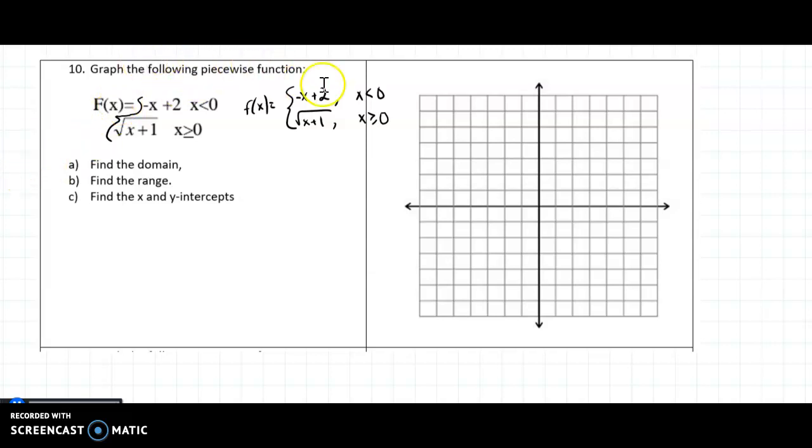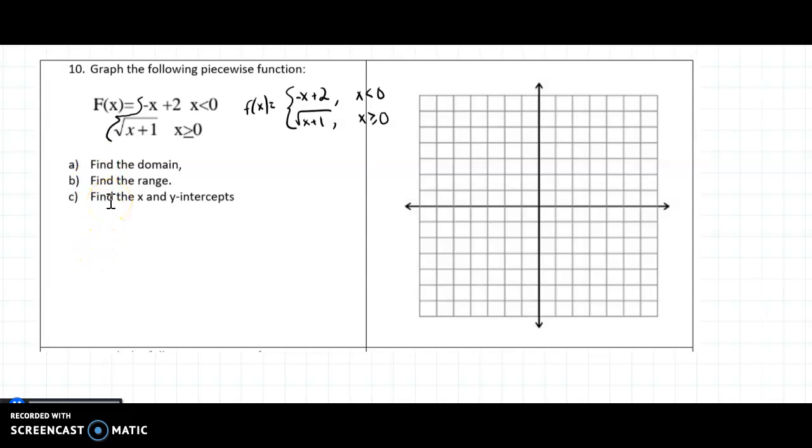Okay, here we have a piecewise function that we need to graph. The formatting got a little funky in this spot right here, so I put a bracket in there, and I also just rewrote it so that you can read it a little bit better. But f of x is negative x plus 2 if x is less than 0, and root x plus 1 if x is greater than or equal to 0. So we need to graph it over here, and then we need to answer these questions.